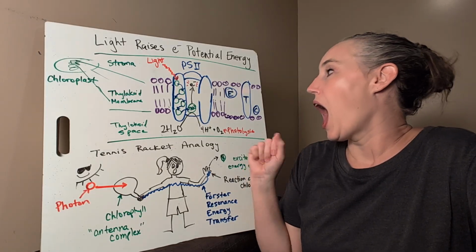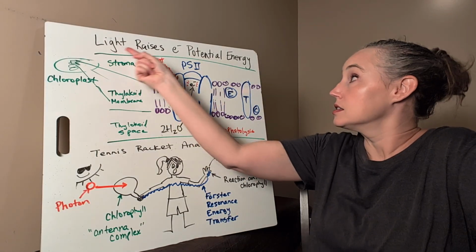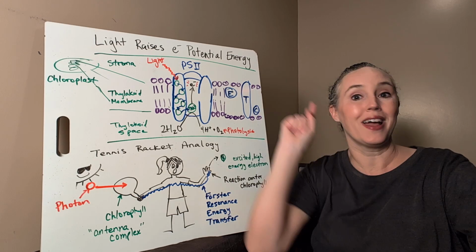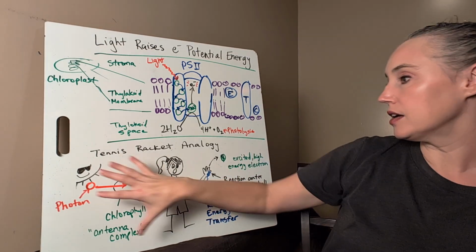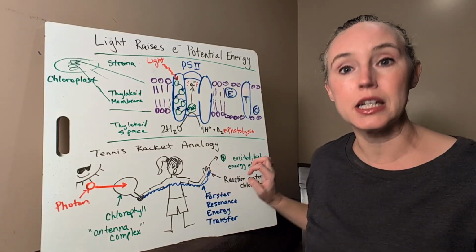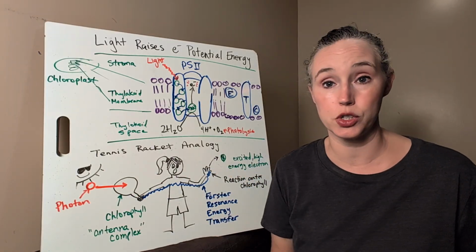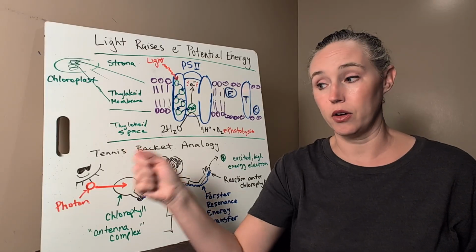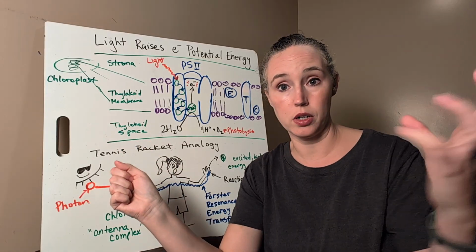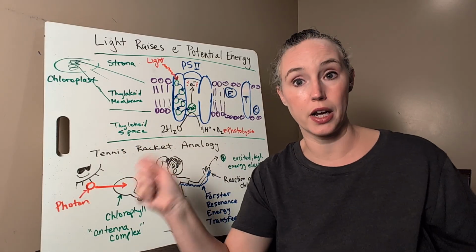So this raising the potential energy happens in a really cool way. Now, I think of it, this is my tennis racket, tennis player analogy. So imagine you are a tennis player. You have a racket in one hand and a tennis ball in the other hand. And you're just standing there like this.